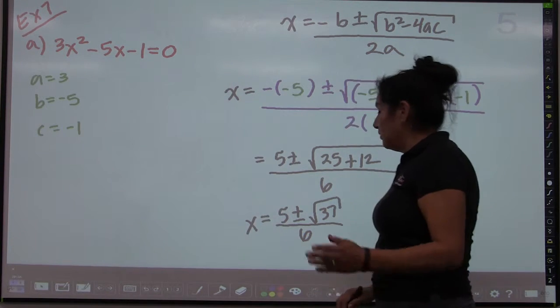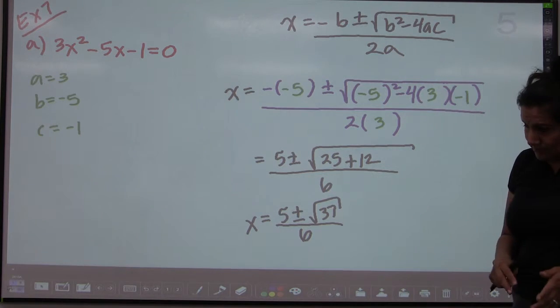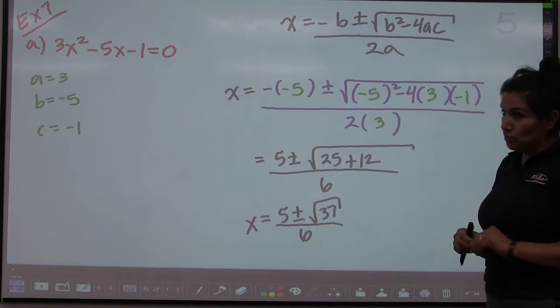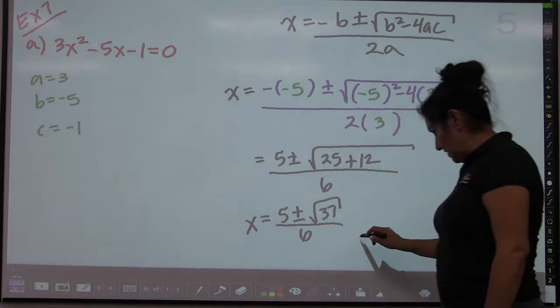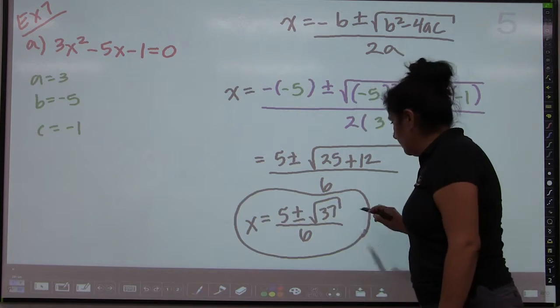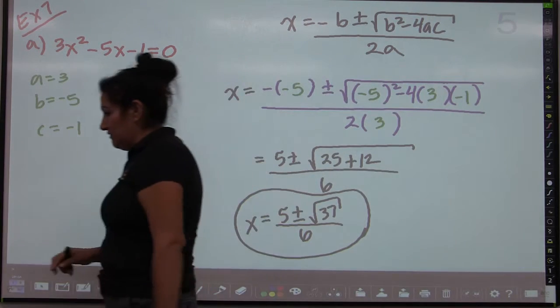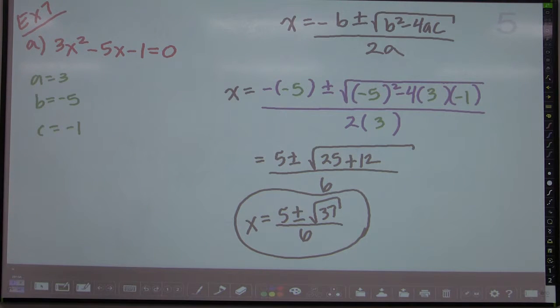X equals 5 plus root 37 divided by 6, and x equals 5 minus root 37 divided by 6. Or just leave it like that: 5 plus or minus the square root of 37, all divided by 6.